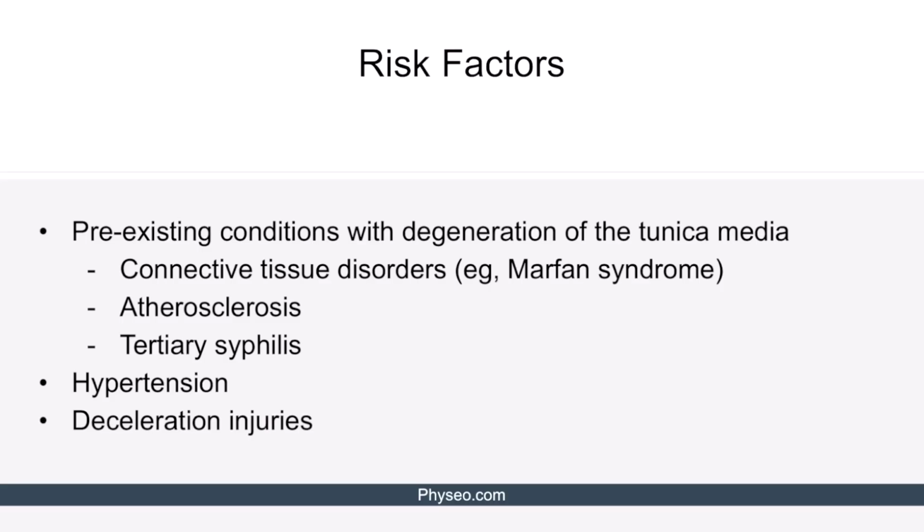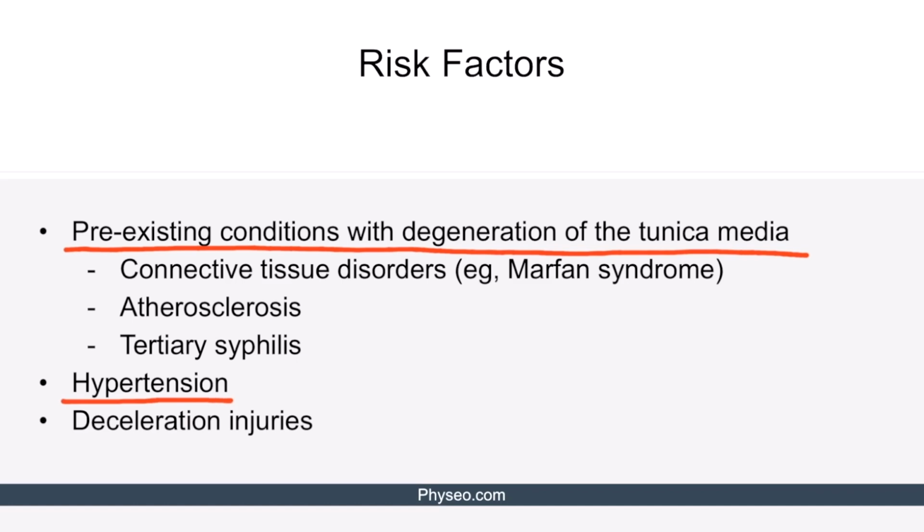Risk factors of aortic dissection include pre-existing conditions with degeneration of the tunica media. Examples would be connective tissue disorders such as Marfan syndrome or Ehlers-Danlos, atherosclerotic disease, and tertiary syphilis. However, the most common risk factor is hypertension.